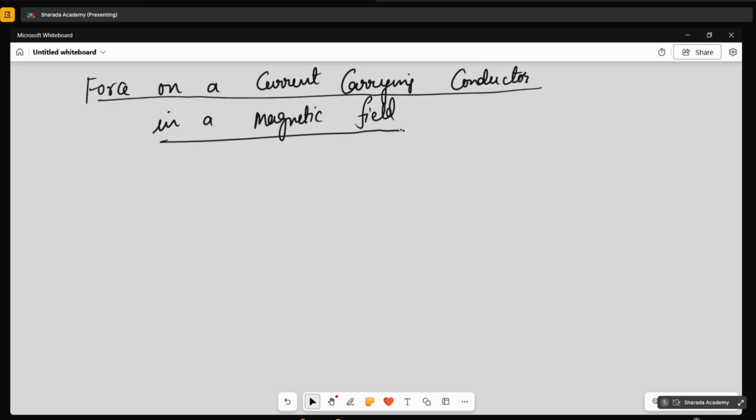Force on a current carrying conductor in a magnetic field. For example, if there is a horseshoe magnet, you can see the diagram in the book and you can write the same thing only. That's it.